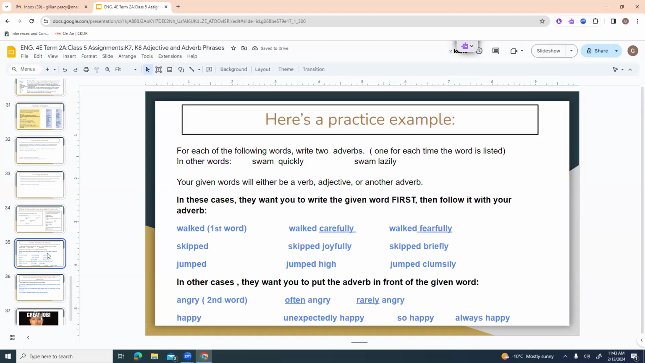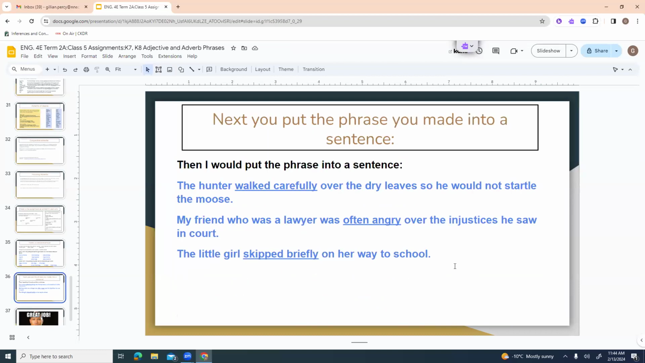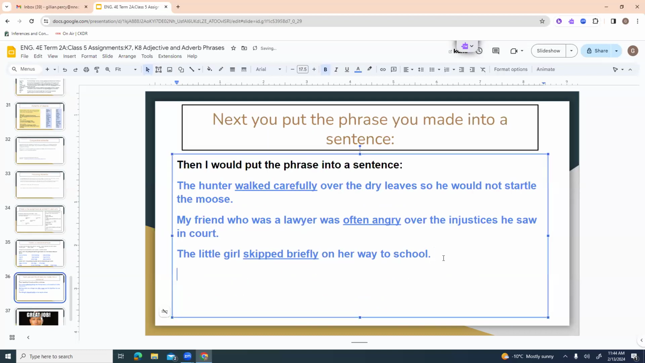Let's see. We've got jumped. I'm going to use jumped high. The college athlete jumped high to catch the football. So how did he jump? He jumped high. Okay, and let's look at another one.